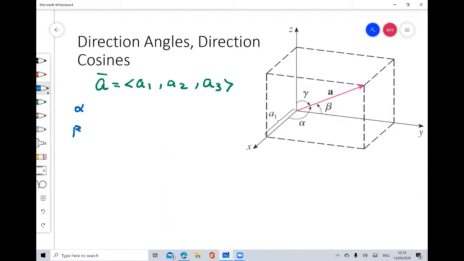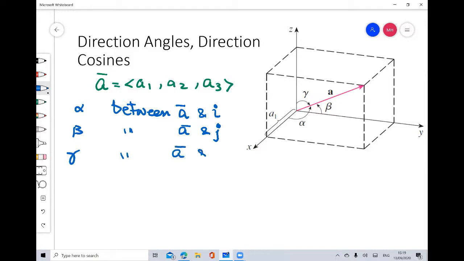Alpha, beta, and gamma, where alpha is the angle between the vector of concern, vector A, and the x-axis described by the unit vector along the x-axis, i. Also, beta will be the angle between the vector and the y-axis, which we will represent by the unit vector j, and gamma will be the angle between A and the unit vector in the direction of k.